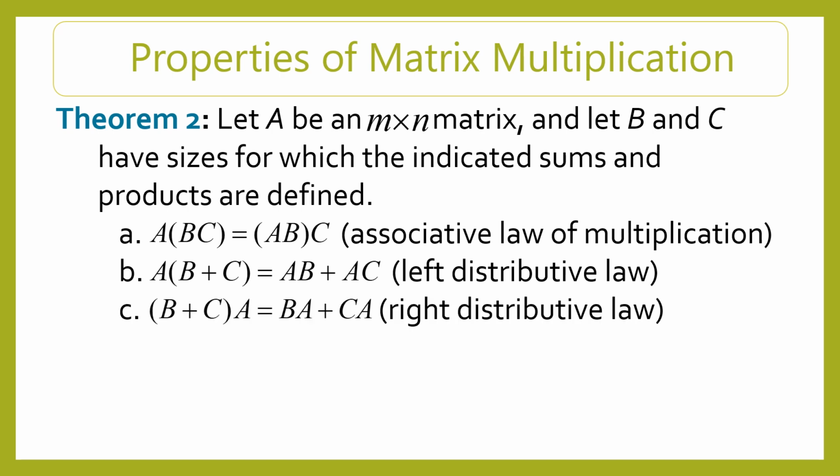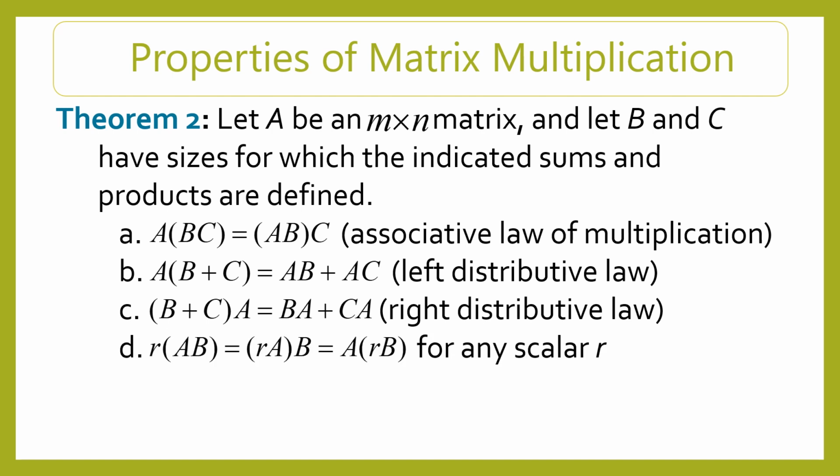And then the same, we have the right distributive law, which means from the right we multiply by A. So (B plus C) all times A is B times A plus C times A. This is extremely important, so be very, very careful. So property B is the left distributive law, and property C is the right distributive law.